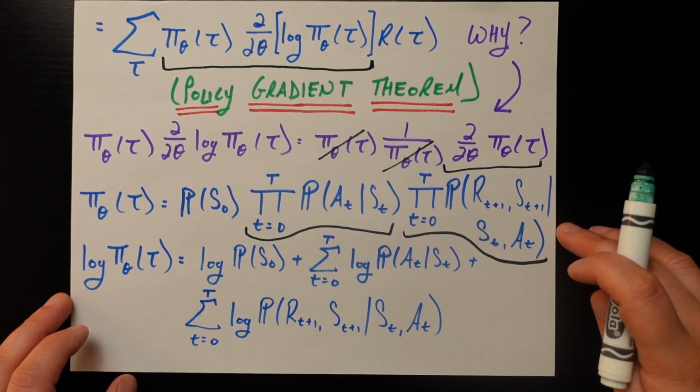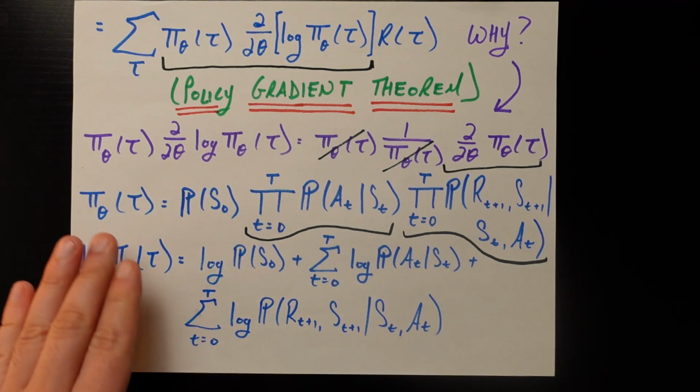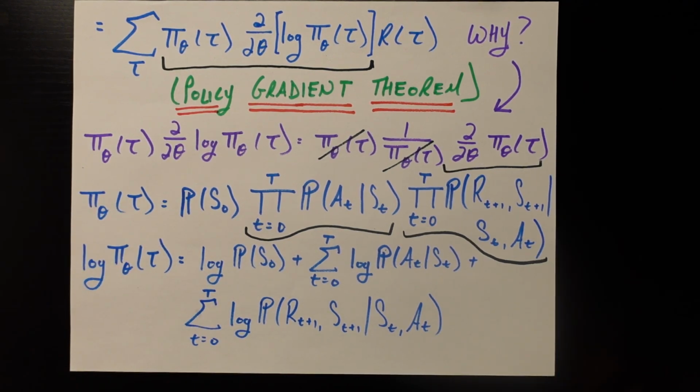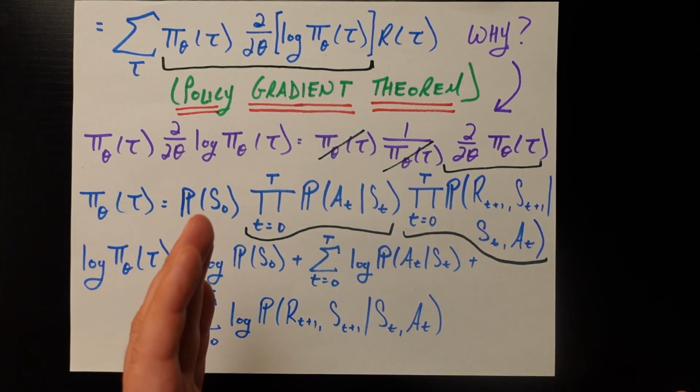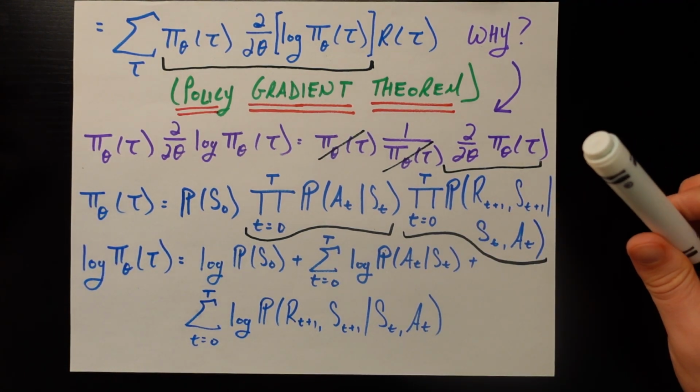Now here's where the beauty of that log comes in and why it is necessary and helpful to simplify all this. If we were taking the derivative of this pi directly, which we could technically do, it's going to be very, very difficult. Taking the derivative of a bunch of things all multiplied together is going to be a very ugly product rule kind of mess.